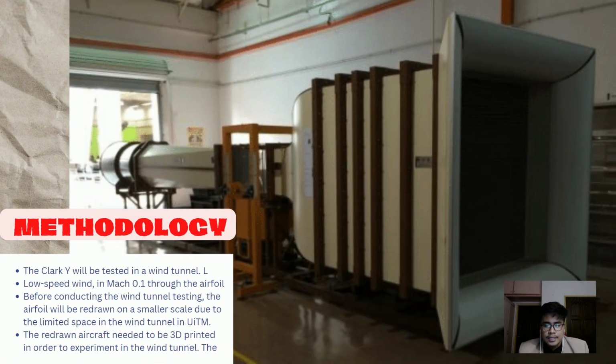So this is our wind tunnel. The Clark Y will be tested in the wind tunnel at low speed. For our wind tunnel, we use Mach 0.1 through the airfoil. But before conducting the wind tunnel testing, the airfoil must be redone to a smaller scale due to the limited space in the wind tunnel in UiTM. As you can see, in the middle there is a yellow bar, and that is where we put our half 3D model.